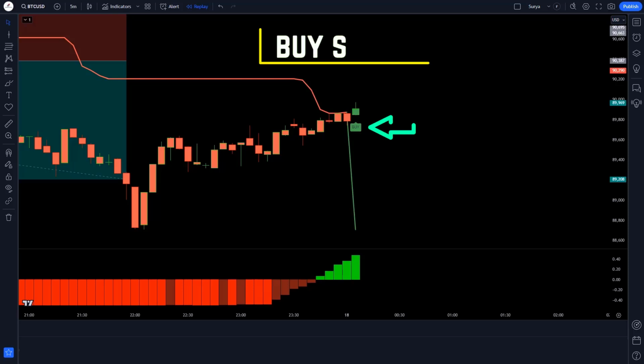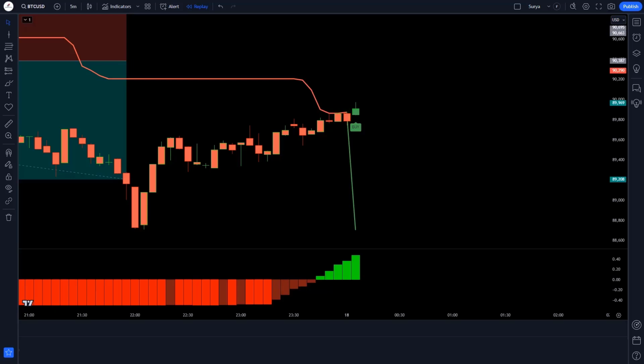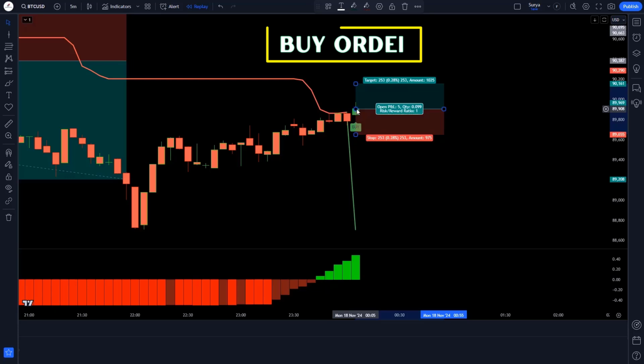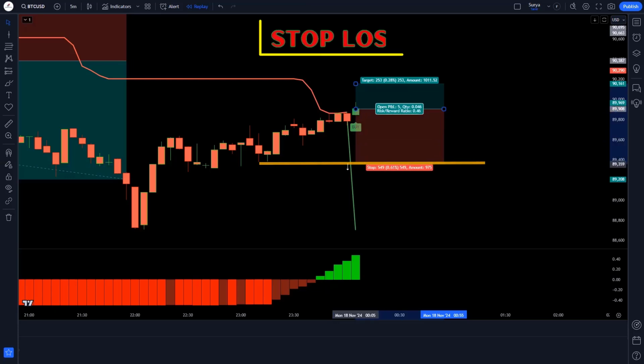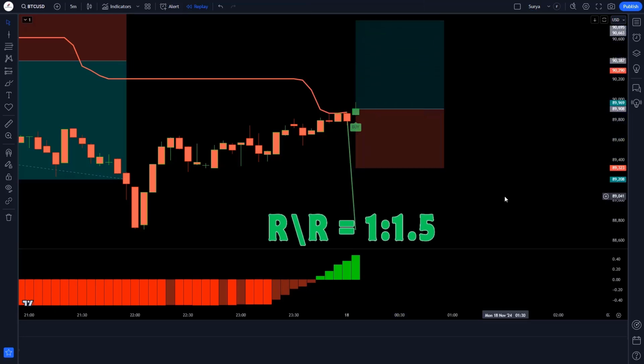When the Accurate Swing Trading Indicator has given us a buy signal and the market has formed a bullish candle, the Kalman Filtered RSI Oscillator Indicator has formed a green histogram. If this condition is met, we will take a buy order. Our stop loss is to be placed at the previous low of the market, and the risk to reward ratio will be 1 to 1.5.